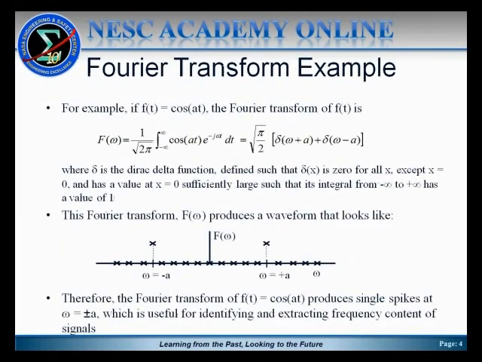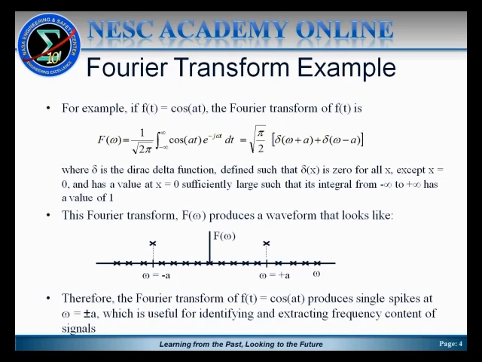As an example of what you would get from a Fourier transform, let's assume we have a simple function of time that's nothing more than just a cosine of at, where a is the frequency in radians per second of a unit amplitude cosine wave. Then the Fourier transform F of omega, as defined in the previous slide, would be 1 over the square root of 2 pi times the integral from minus infinity to infinity of f of t, which is, in this case, cosine at, times e to the minus j omega t, integrated over dt.